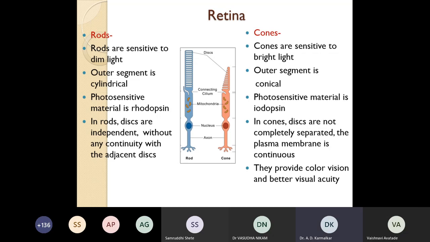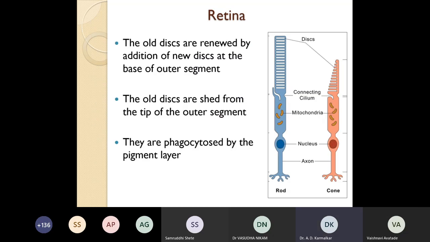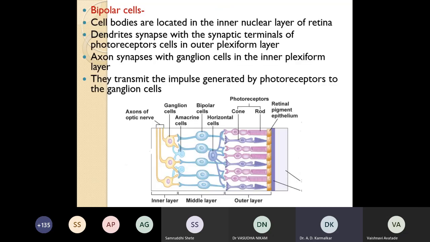Now these cones, though they are low in number, provide color vision and better visual acuity. So these are the few differentiating points between the rods and the cones. The old discs are renewed by the addition of new discs which are being generated at the lower part of the outer segment. The discs which are shed off at the tip will be phagocytosed by the pigment layer, that is the simple cuboidal epithelium we are seeing. So that was about the rods and cones.